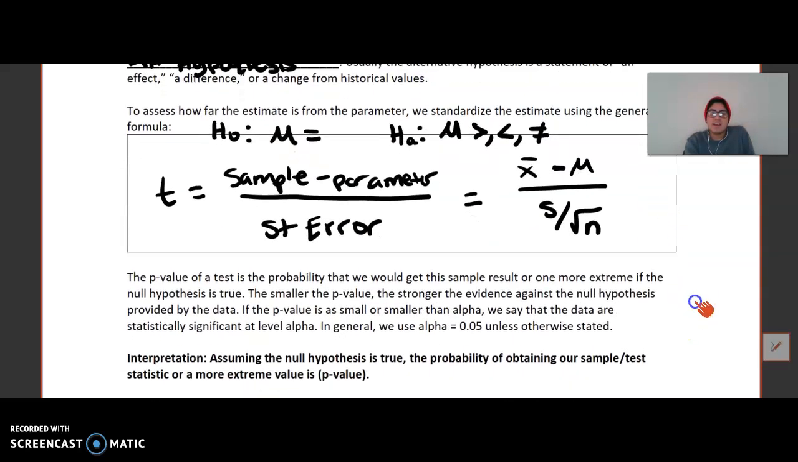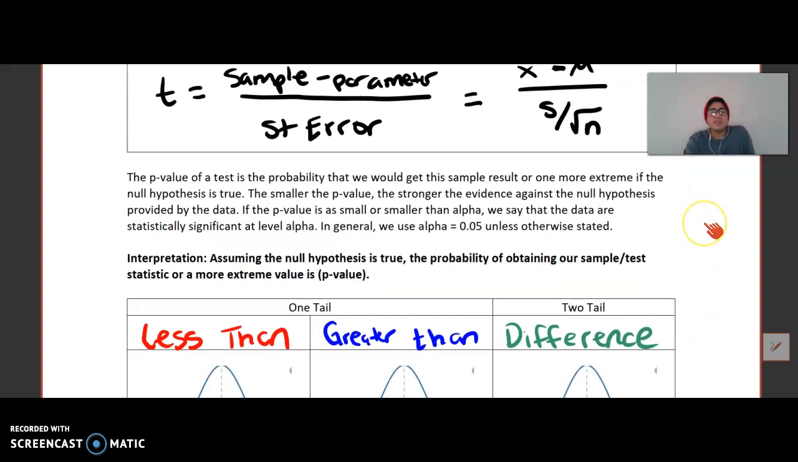Alrighty, so after we've standardized that, the p-value is what we're evaluating. And this is the probability that we would get the sample result, or one more extreme, if the null hypothesis is true. And remember, that language of if, given, or assume turns it into a conditional probability. So, the smaller the p-value, the stronger the evidence against the null hypothesis provided by the data. Basically saying that this result is so unlikely to occur by chance alone, we call it statistically significant.